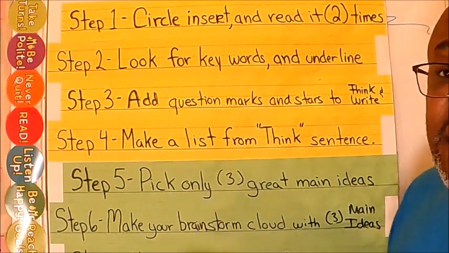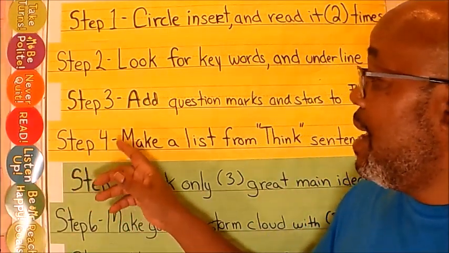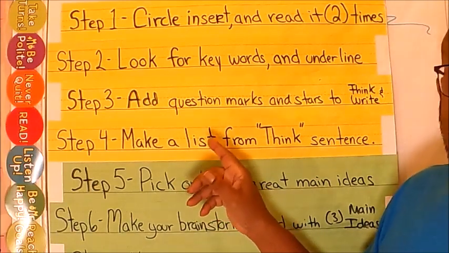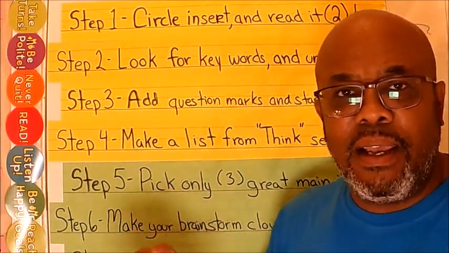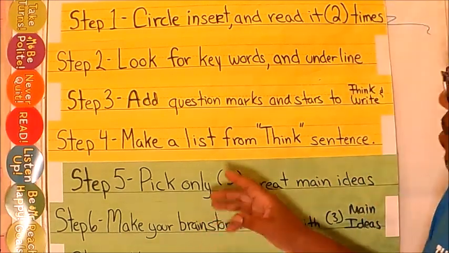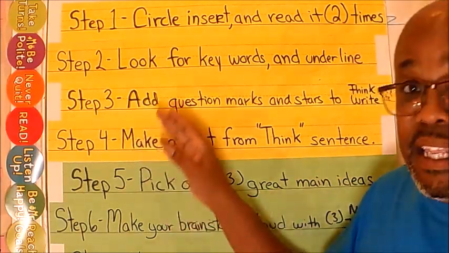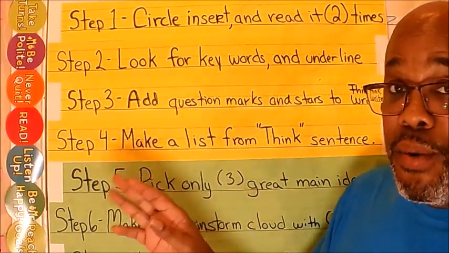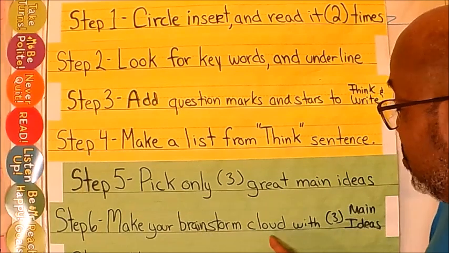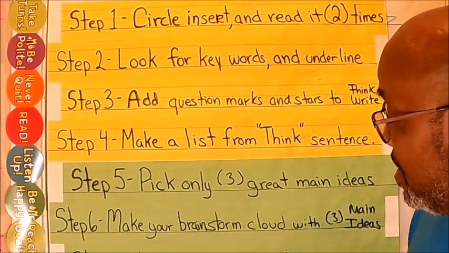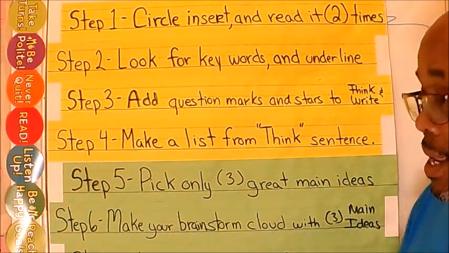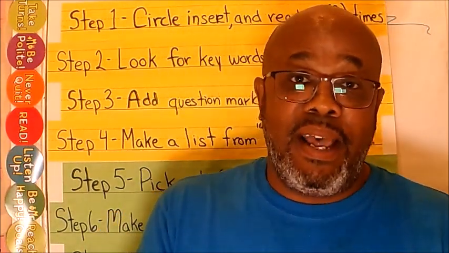All right, today the new thing is we're going to add a step 4. Why? It's the think list. That's where we're falling off. We're not thinking clearly. So to be a good writer, you have to be a good thinker first. Then we're going to follow that up by selecting from that list 3 good main ideas. And then from there, we're going to brainstorm a cloud, and then we're going to come up with details for each main idea. And that is how you break down the prompt.